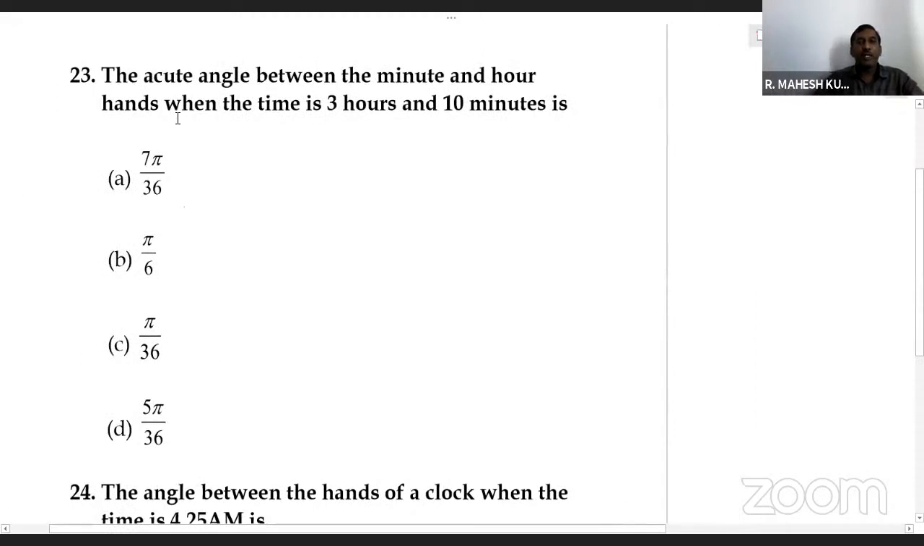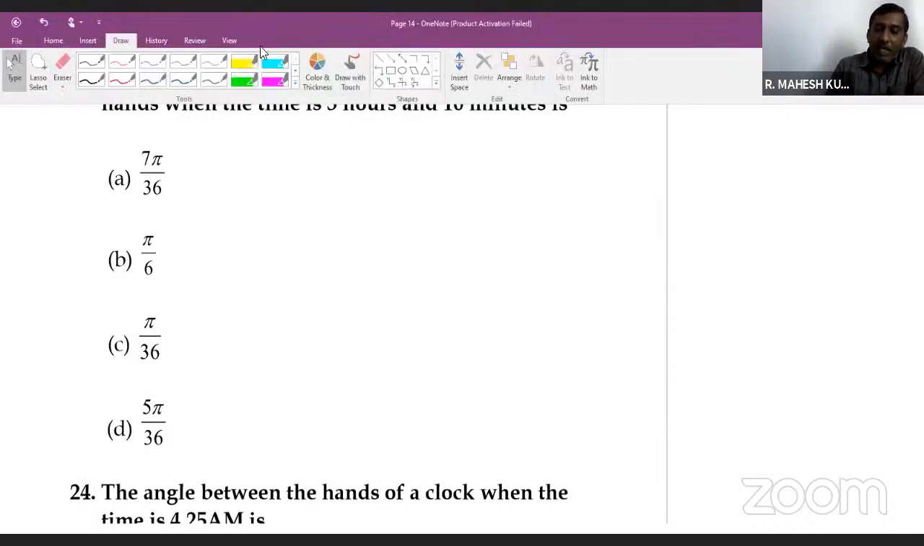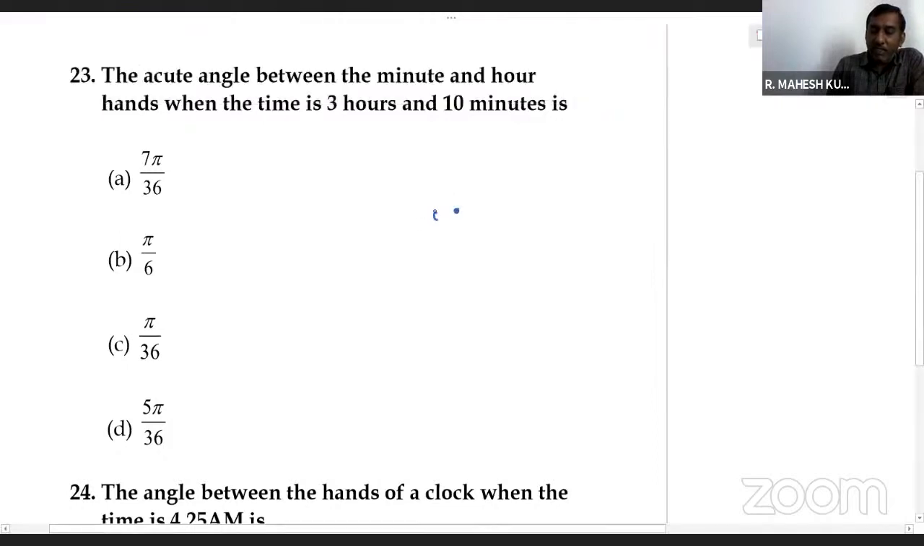Look at the 23rd question. The acute angle between the minute and hour hands when the time is 3 hours 20 minutes. I think everyone can do this. So if you take a clock when the time is 3 hours and 20 minutes, let's look at the position of the hour hand and the minute hand. Here there is 1, this is 12, and again it is going to be 4 like this.